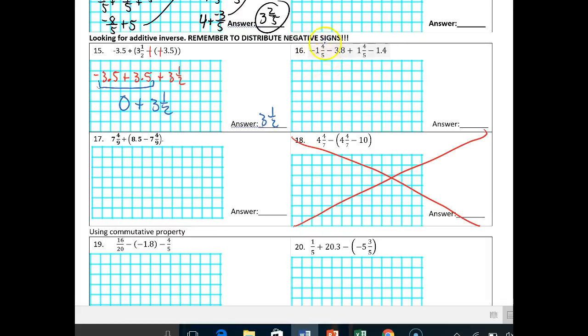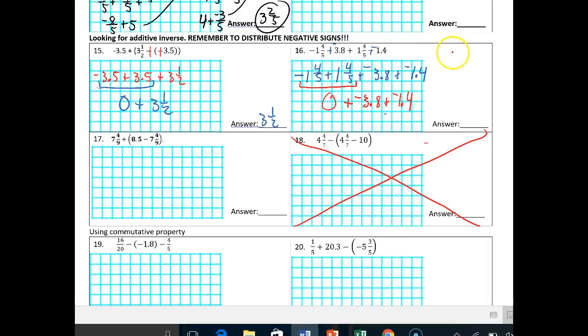So negative 1 4/5 plus negative 3.8 plus 1 4/5 plus negative 1.4. So let's use the commutative property. You might be like, oh, let's break it apart, Mr. Mason. Let's first use the commutative property. Negative 1 4/5 plus positive 1 4/5 plus negative 3.8 plus negative 1.4. So hopefully you realized, now I see why you wanted to use the commutative property, because you're like, boom, that's the additive inverse right there. That adds up to 0. So we're left with plus negative 3.8 plus negative 1.4.